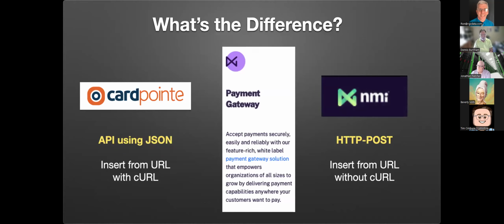Now, the difference between CardPoint and NMI in practical terms is that with NMI, there's something called HTTP post. You're using Insert from URL, but you don't need a cURL payload attached to it. It's just a string of a URL that you create in FileMaker. With CardPoint, their whole system is a little bit more modern, works with JSON.